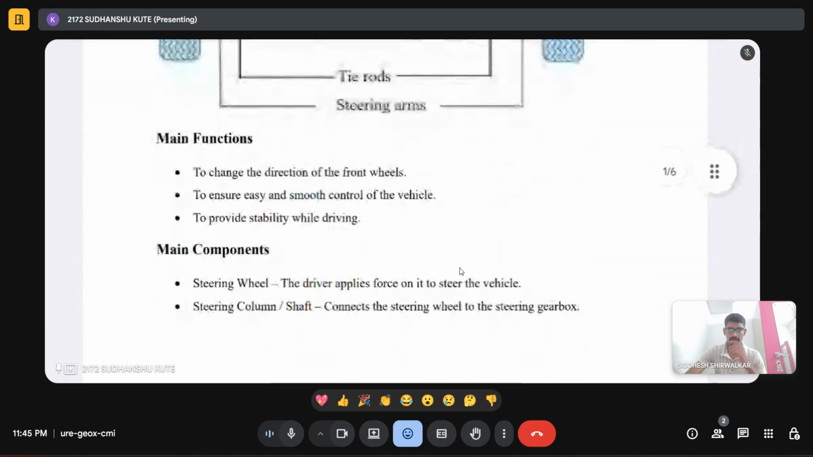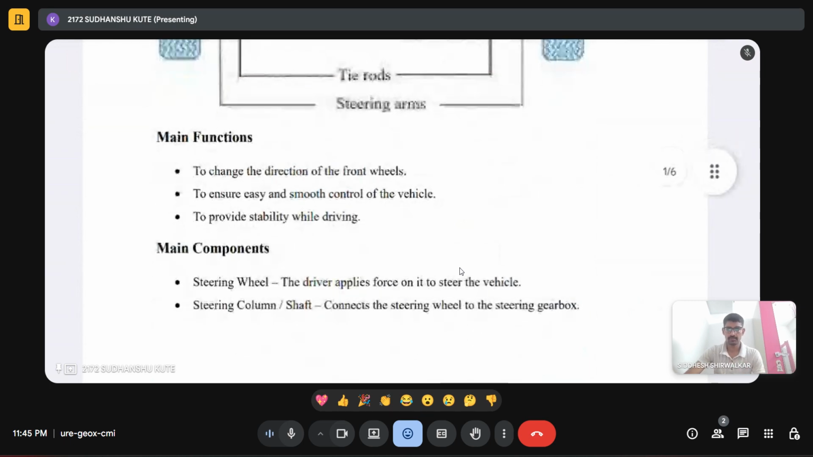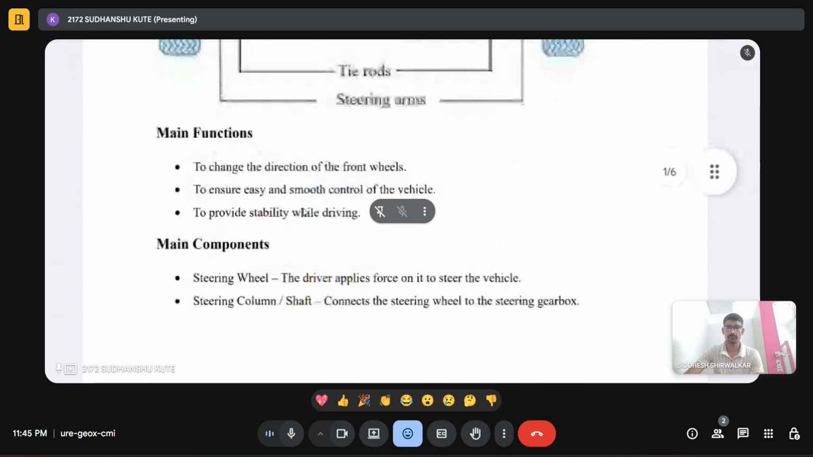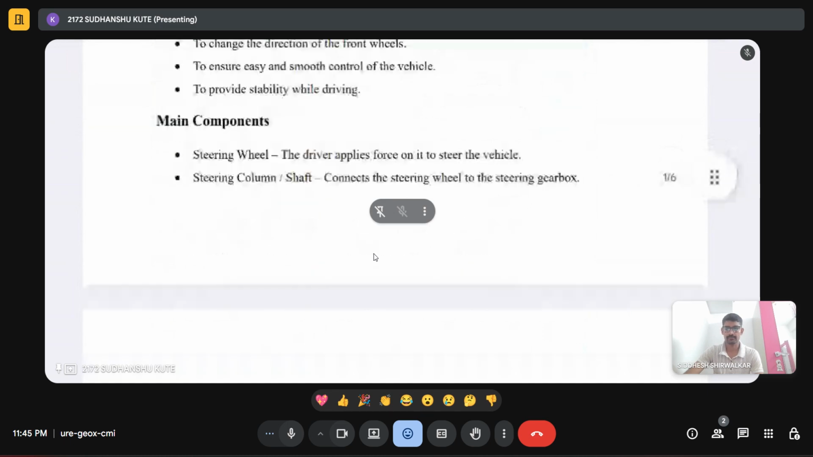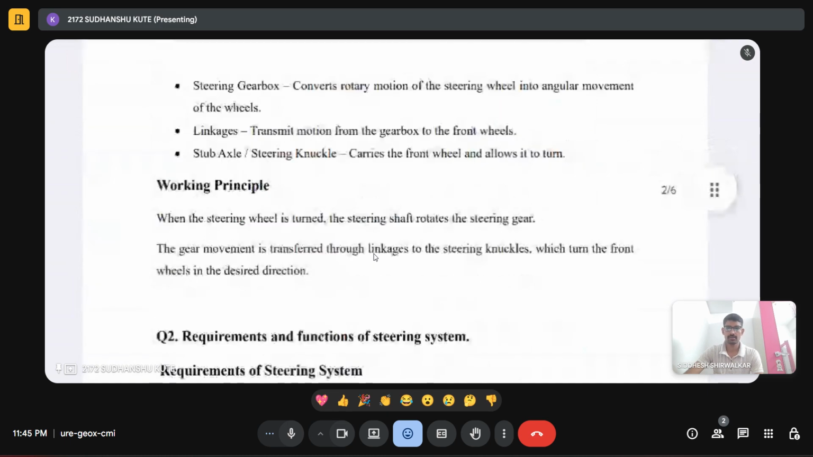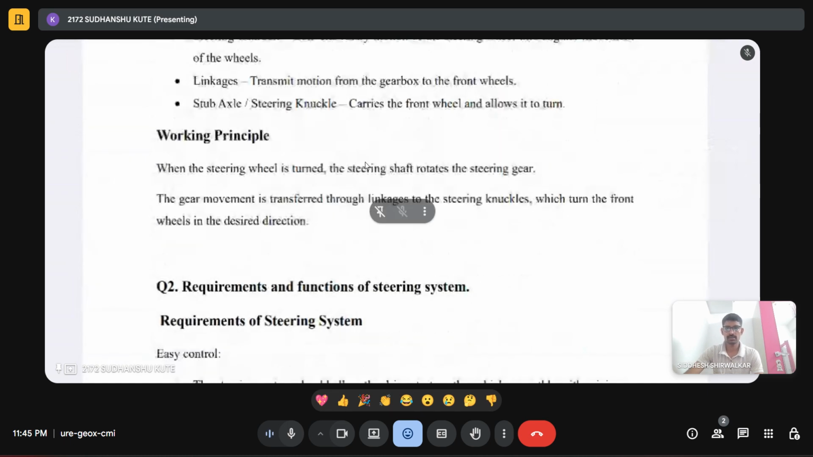The main function of the steering mechanism is to change the direction of the front wheels to ensure easy and smooth control of the vehicle and to provide stability while driving. When steering is done, the steering shaft rotates the steering gear, and the gear movement is transferred through linkages to the steering knuckles, which turn the front wheels in the desired direction.